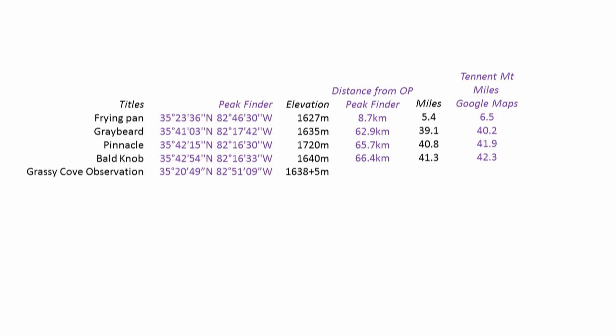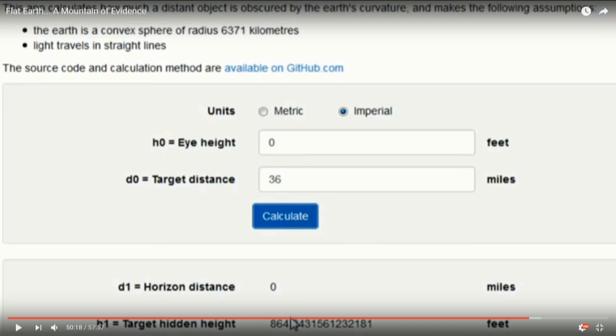here are all the numbers you need to know, including the GPS locations, the elevations of each of the mountains, the distance from the observation point via Peak Finder, the miles, the distance also from Tennant Mountain to all the individual locations. None of those are 36 miles.